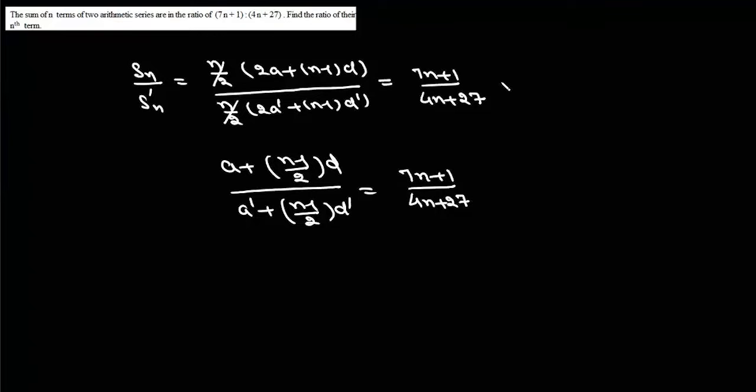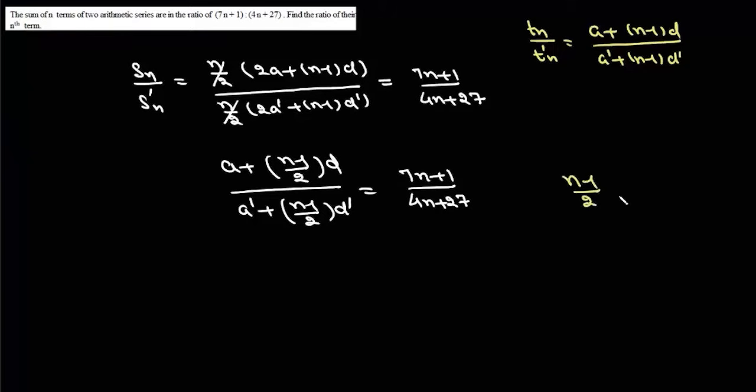Now we have to find the ratio of their nth term, and we know that the ratio of their nth term will be Tn upon T dash n, and will be (a plus (n minus 1)d) upon (a dash plus (n minus 1) into d dash). So basically on the left hand side we need n minus 1 and not (n minus 1) by 2. So what we'll do is we'll replace (n minus 1) by 2 with, suppose, n minus 1. Now here we can write n equals 2n minus 1. So we'll replace n with 2n minus 1.